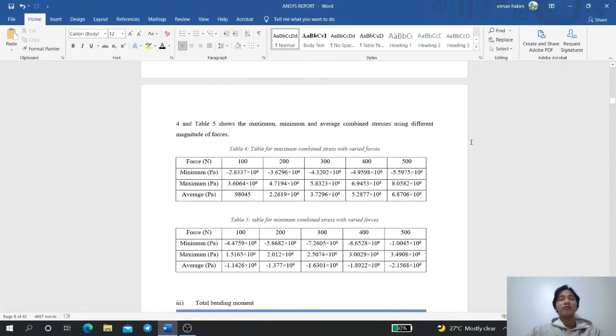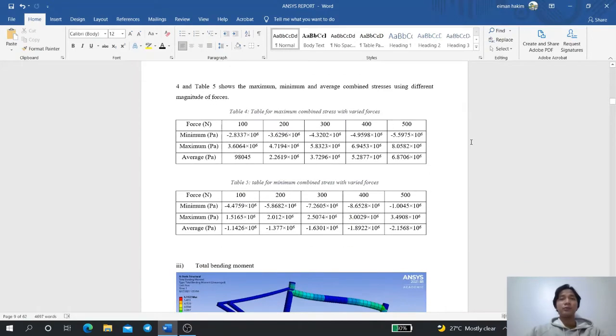This is the table of results, showing the maximum and minimum combined stress in Pascal for all of the 5 forces. As we can see, as the force increases, the maximum combined stress also increases.